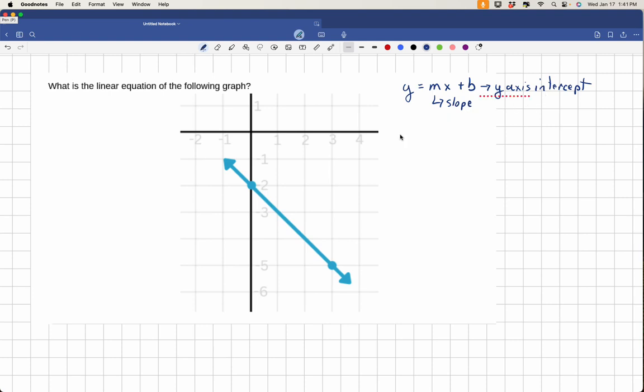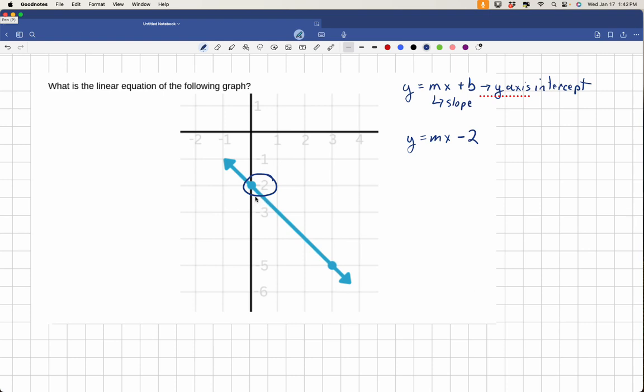So we can find that by looking right here on the y-axis. It's -2. That's where the line crosses. The y-axis is at the -2. So we can immediately write that point right there. It takes the place of this b. B represents wherever it crosses the y-axis. So it crosses at -2. So that's what we're putting right there. Okay. Now we need to find the slope of the line.